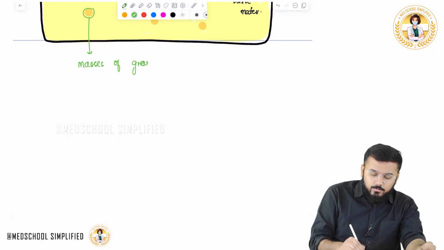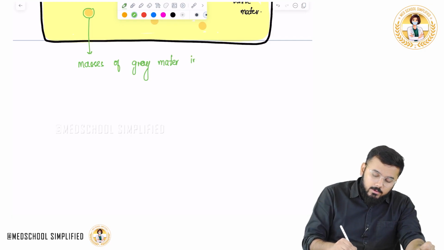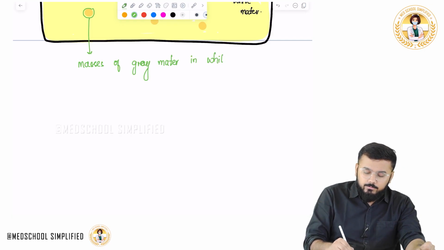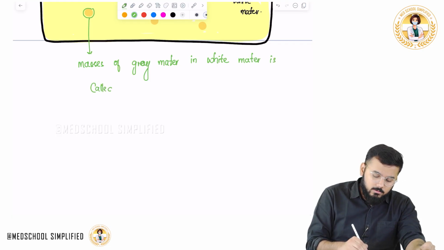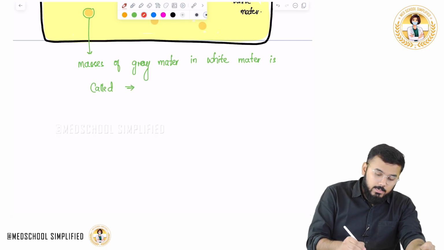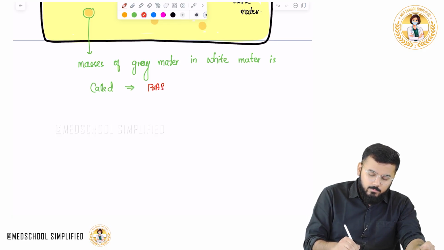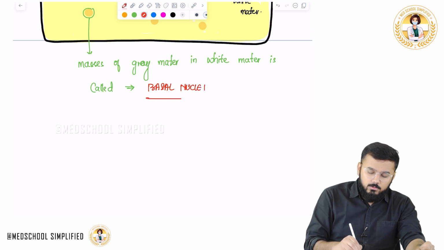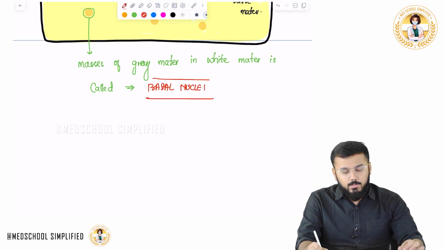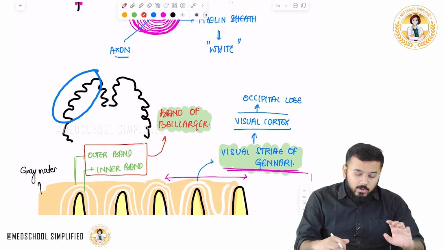Masses of gray matter in white matter is called as your basal nuclei. Clear? Right. So far what did we discuss?